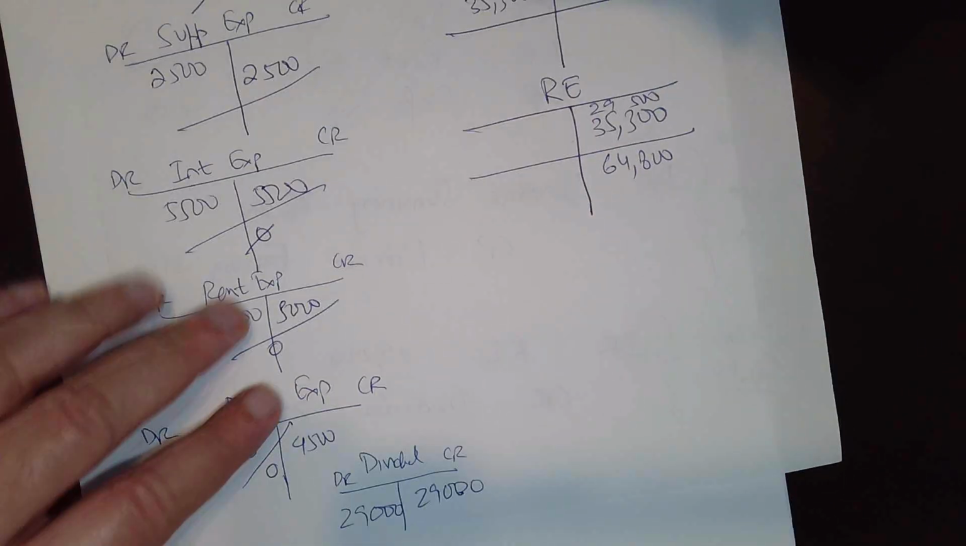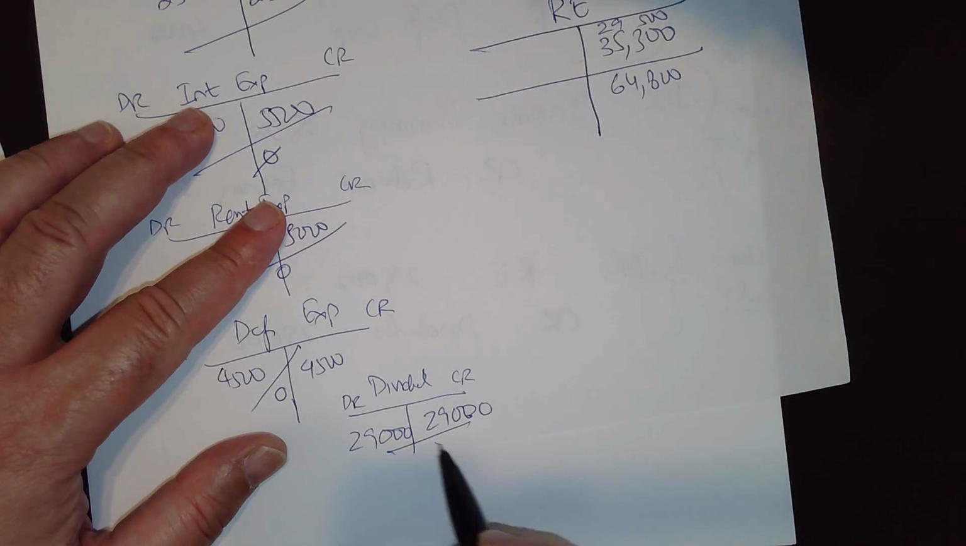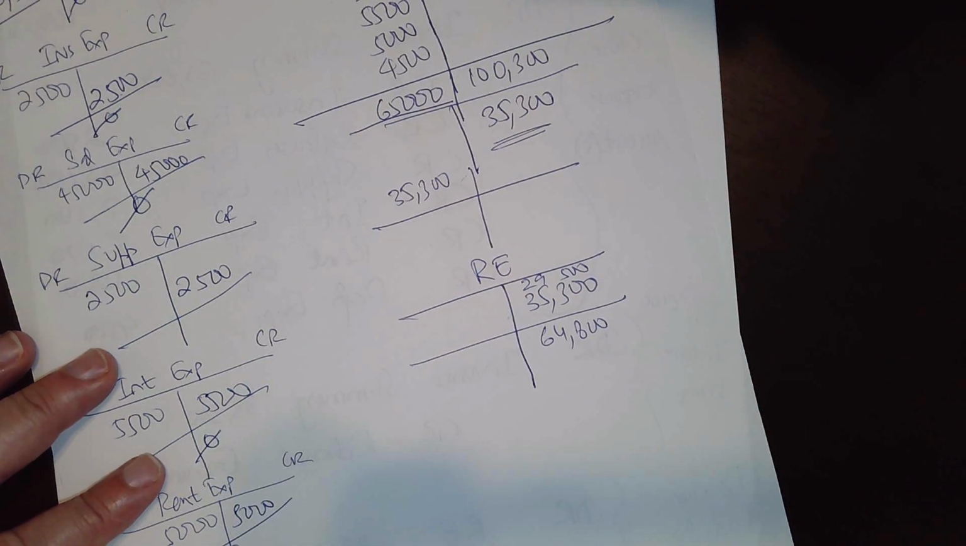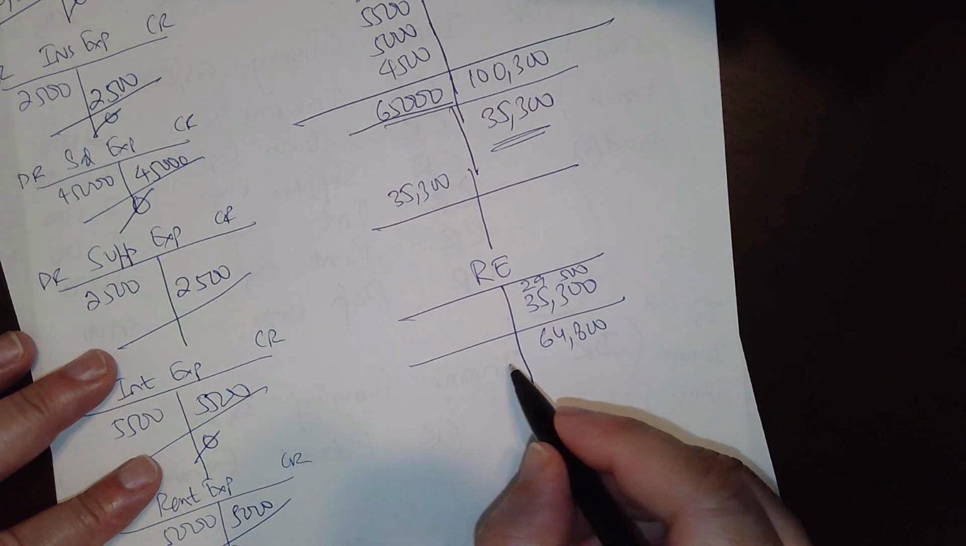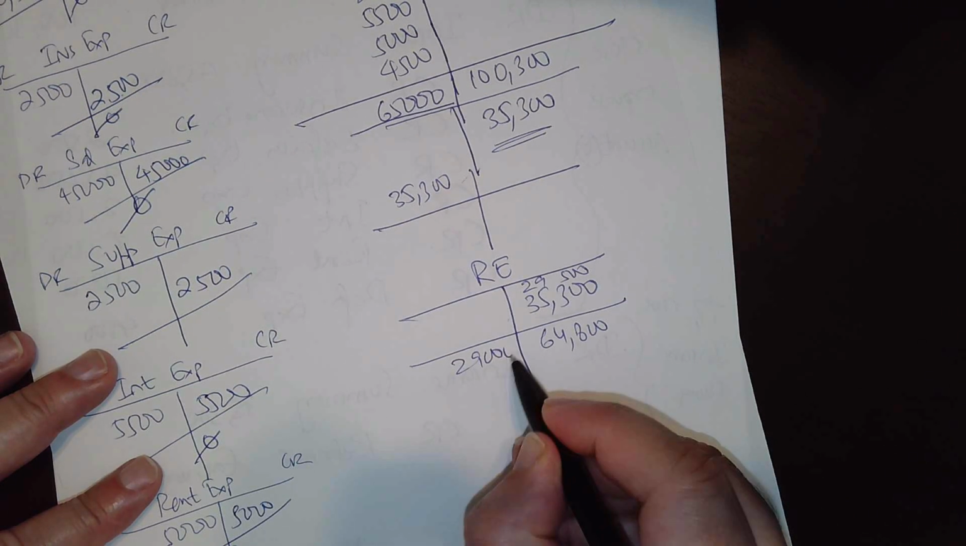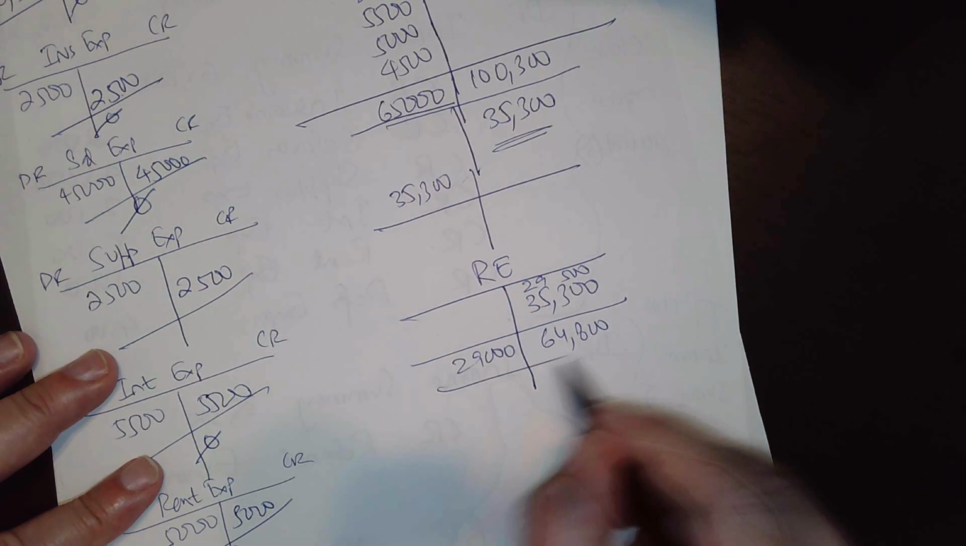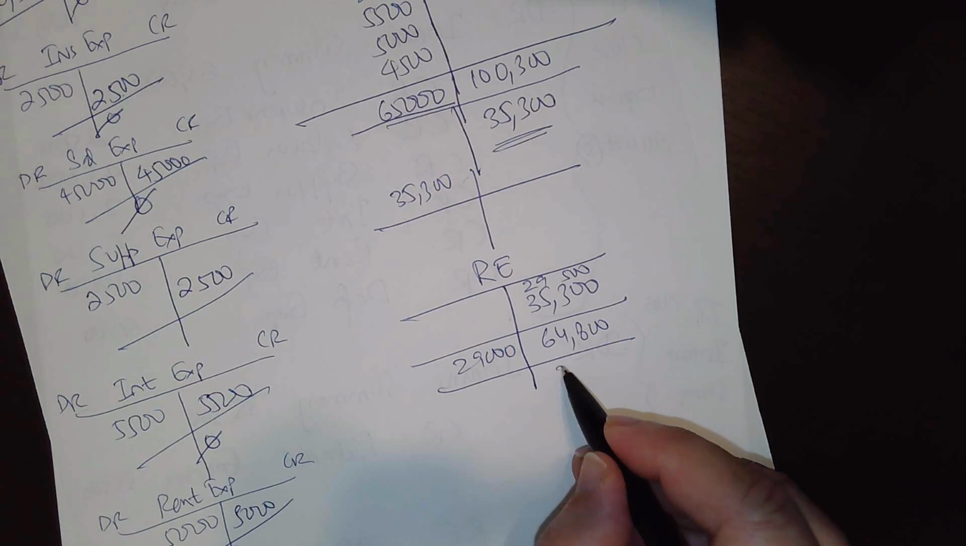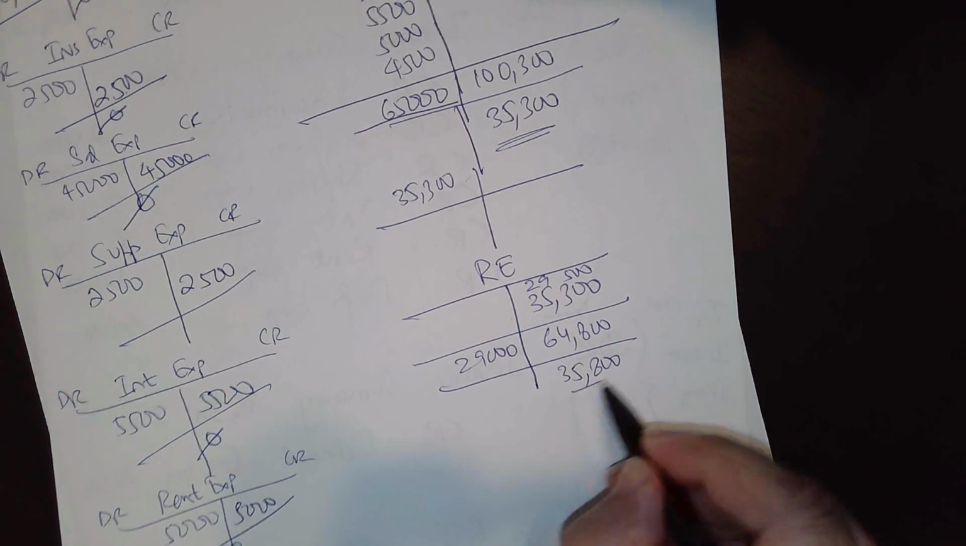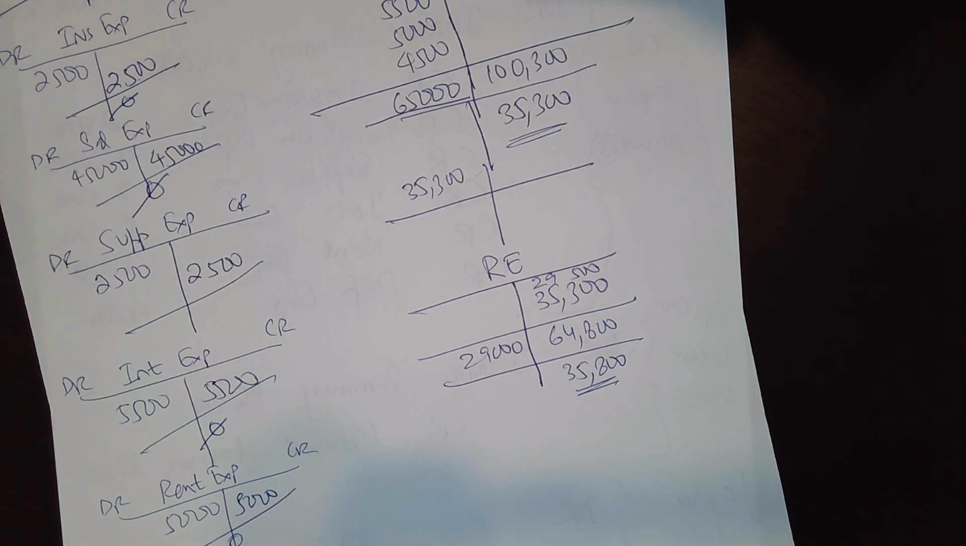So you close this by putting 29,000 this side, and then you put 29,000 in the debit side over here. So that's how you get the ending balance of $35,800.